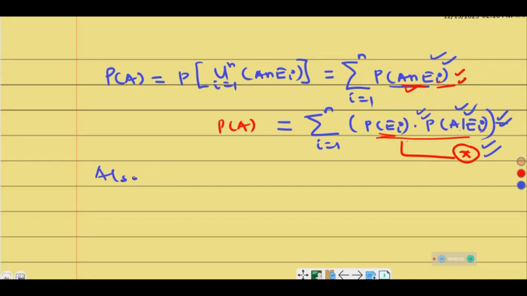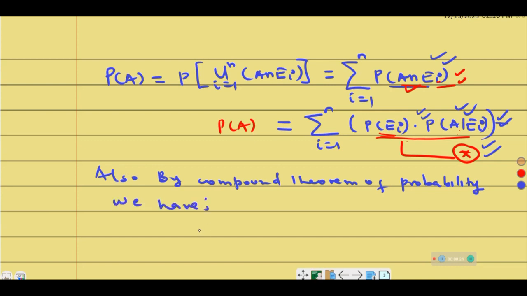So also, by the compound theorem of probability, we have the probability of A intersection Ei, which is the same as the probability of A times the probability of Ei given A.